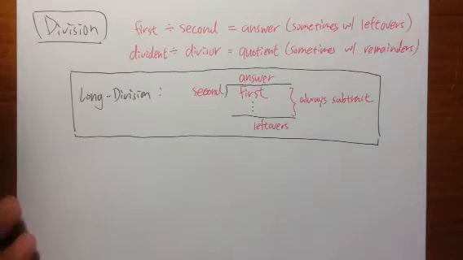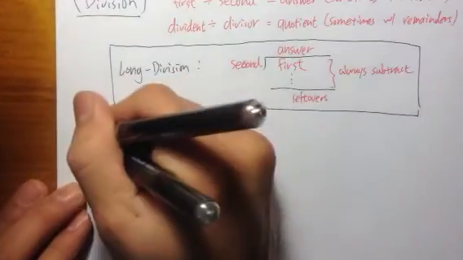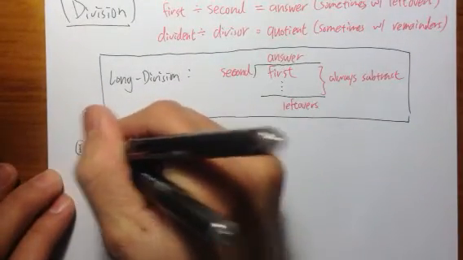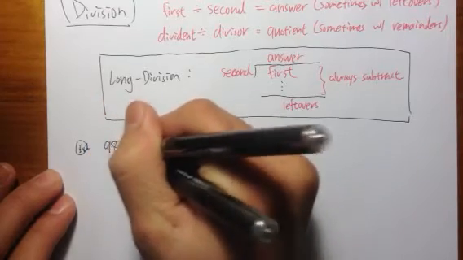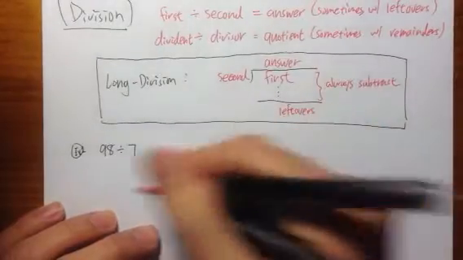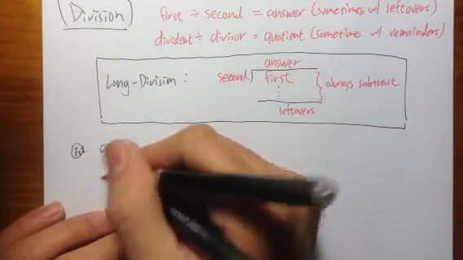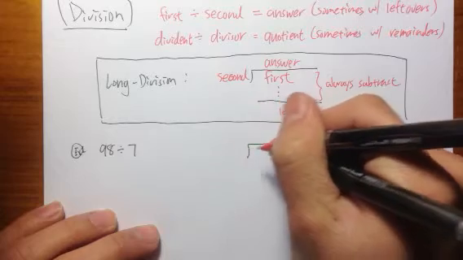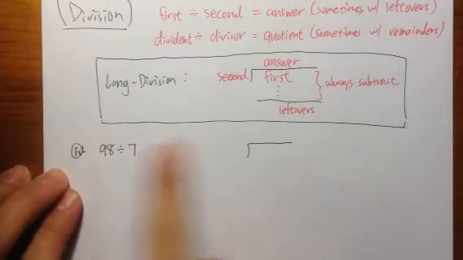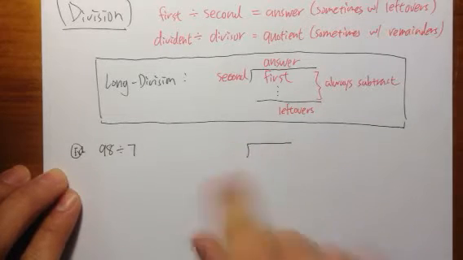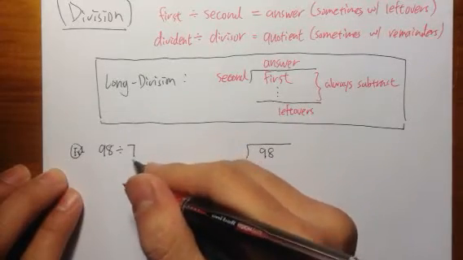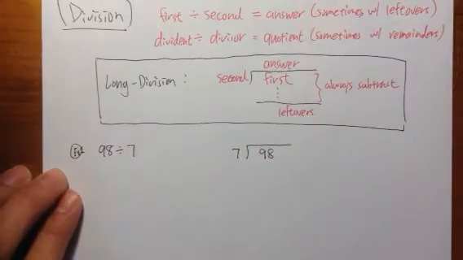Let me go through some questions. Example number 1: 98 divided by 7. To do 98 divided by 7, let's use long division. 98 comes first, so you put 98 inside of the division symbol. And the second number, the 7, goes outside.